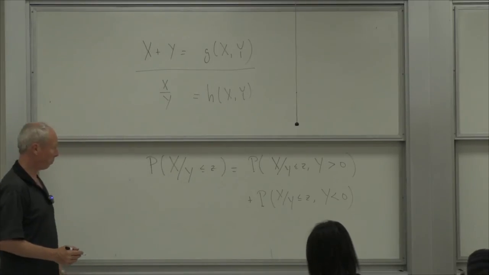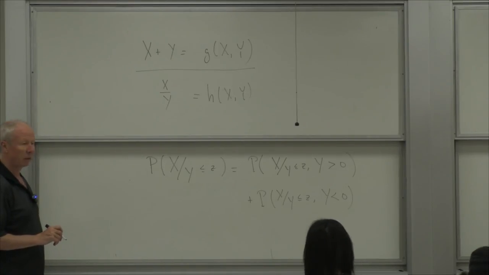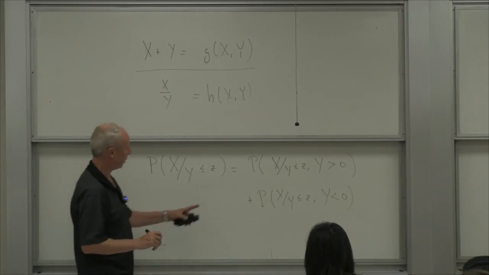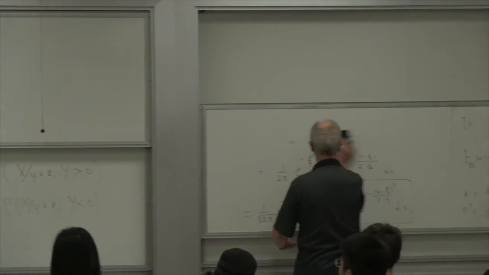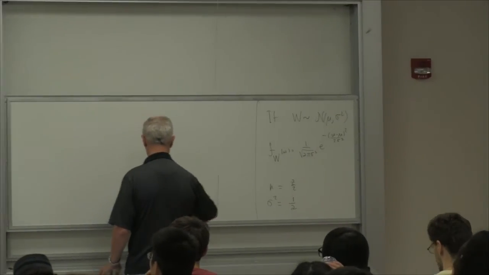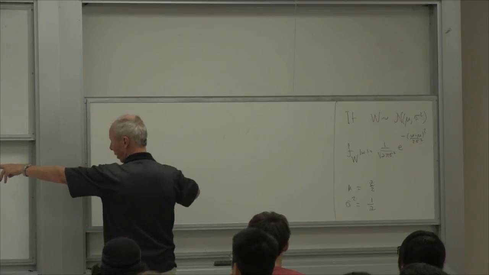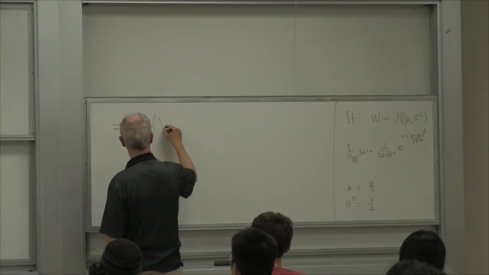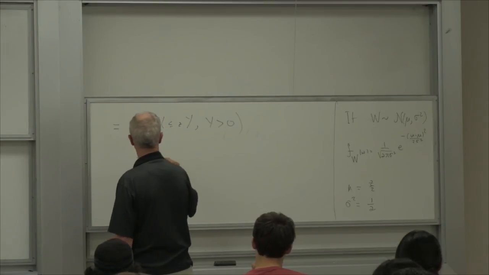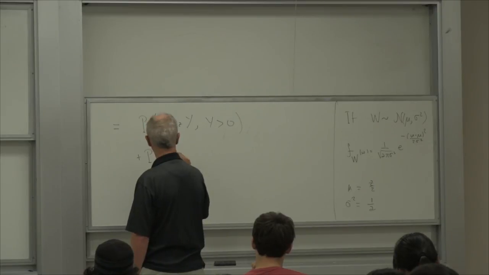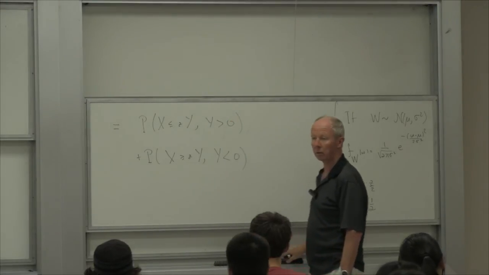I would break it up into these two probabilities, because now in the probability you see first, I can multiply both sides in the inequality by y, and the direction of the inequality stays the same. And in the second one, I can multiply again by y, but this time the inequality goes the opposite direction. Okay.